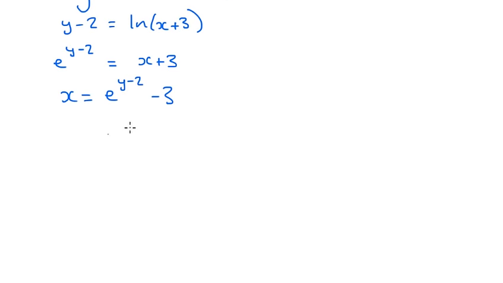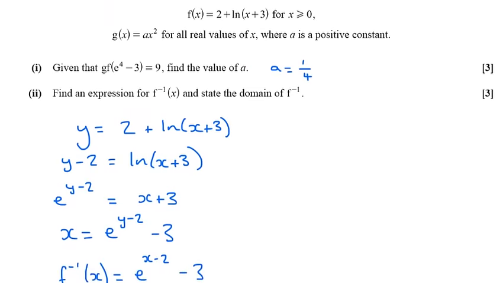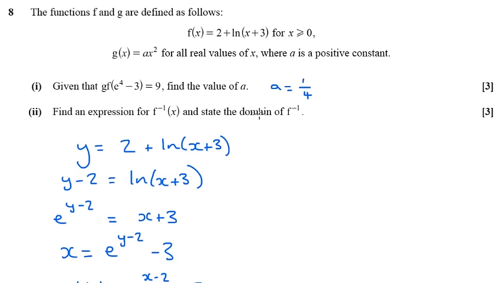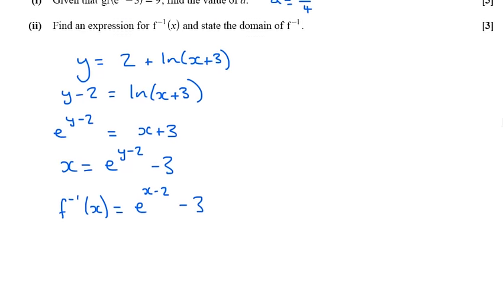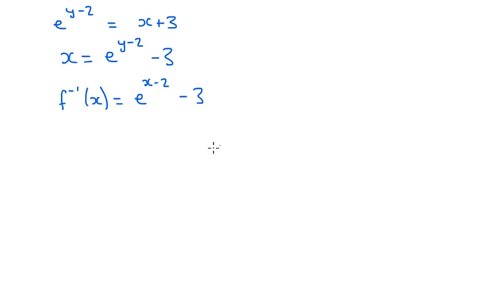So its inverse function is then going to be f dash of x, and then we just swap this y for an x. So that's the inverse function. The other part of the question wanted us to state the domain of the inverse function. So that's asking what values of x can we put in.